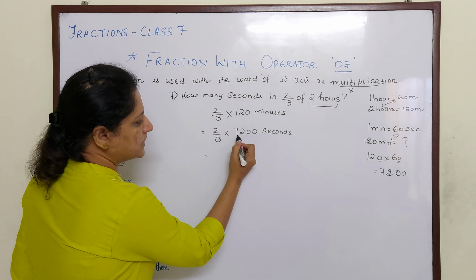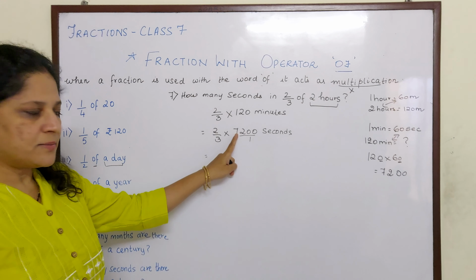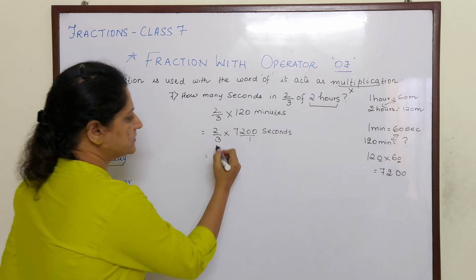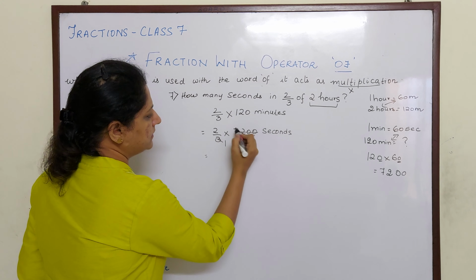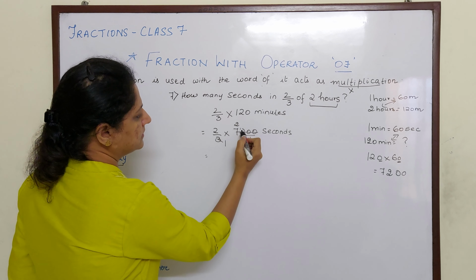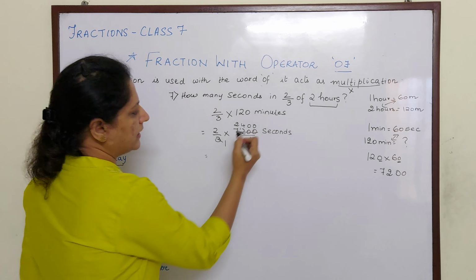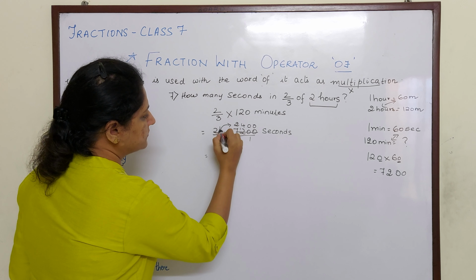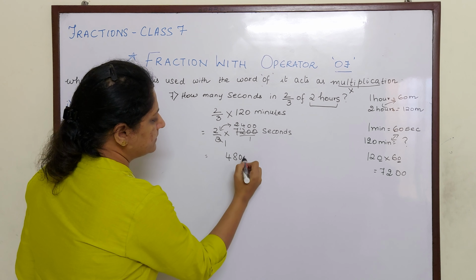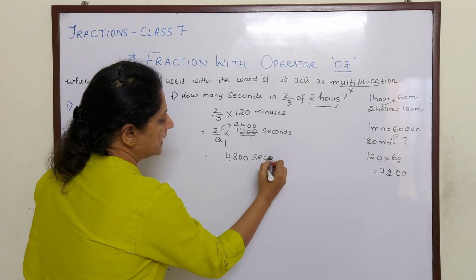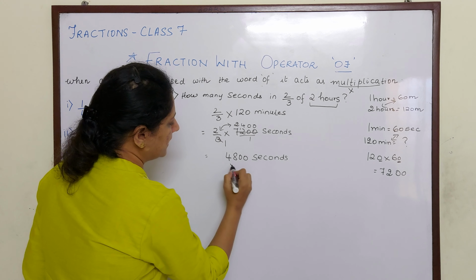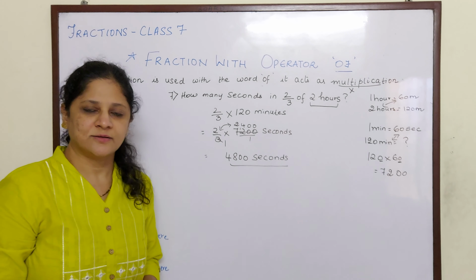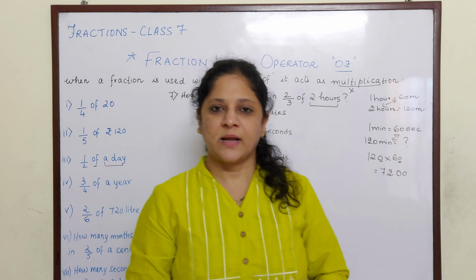Now this is 7 plus 2, 9. That means it is a multiple of 3. So let us divide. 3 ones are 3, 3 twos are 6, 3 fours are 12 and 0, 0. So when you multiply this, 2 and 2,400, your answer will be 4,800 seconds, and this is your final answer. So hope you understood this problem nicely, children.